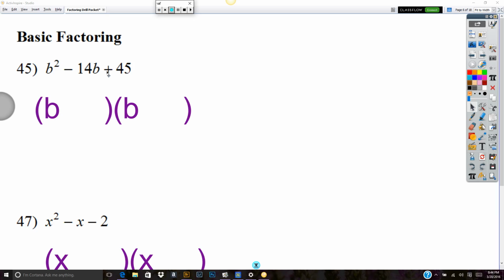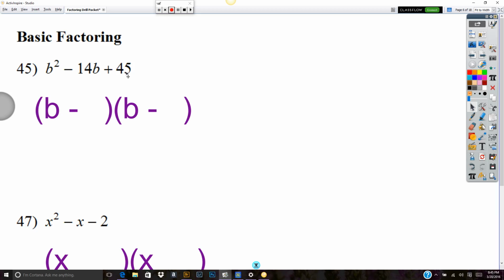A plus sign would mean the only way we can get a plus sign here is if these two signs were the same, either both pluses or both minuses. And this minus sign here tells me that both middle signs are minus. Then I need two numbers that multiply to 45 and add to 14.